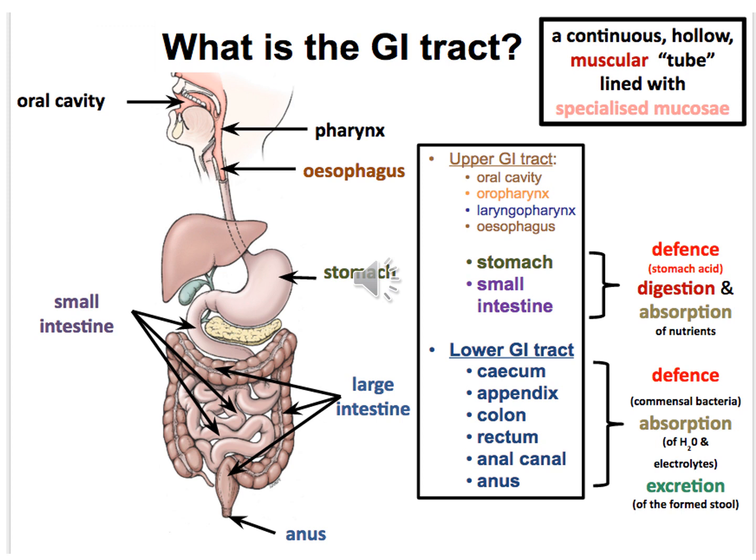These are three parts. The duodenum, jejunum, and ileum form the small intestine, and then the large intestine, which is formed by the cecum, ascending colon, transverse colon, descending colon, and rectum and anal canal. This is the whole GIT.